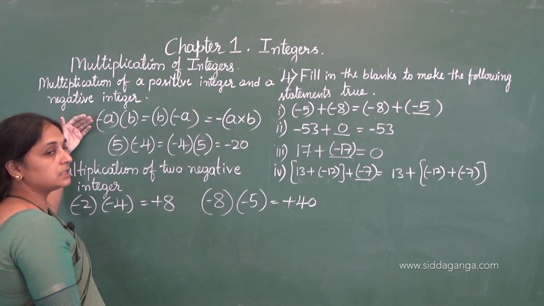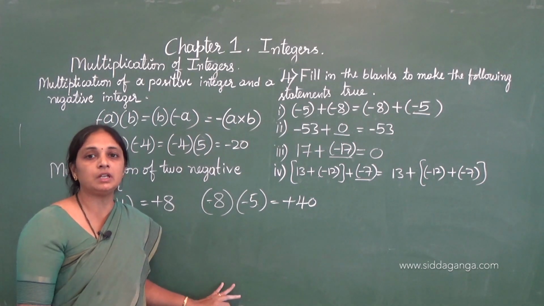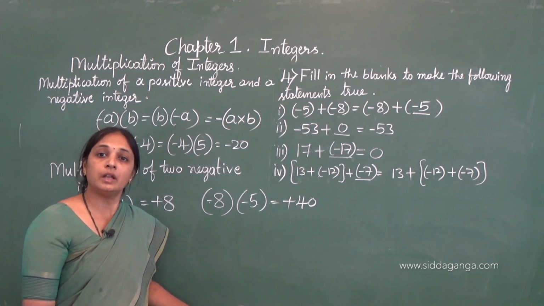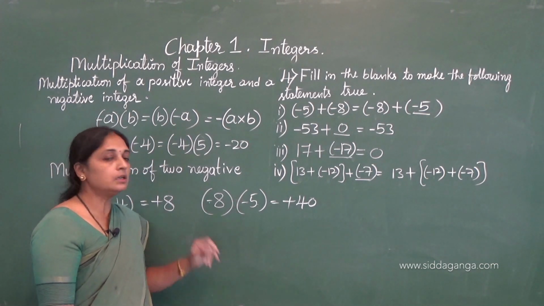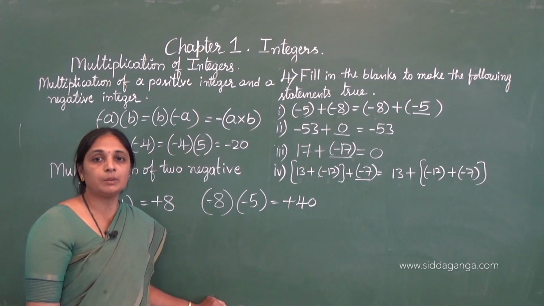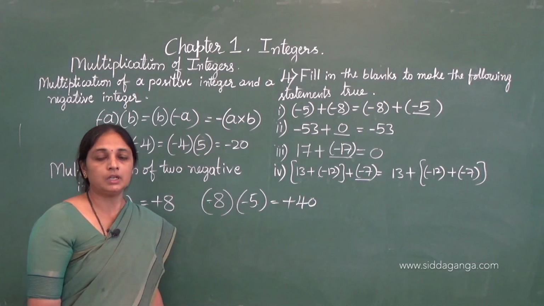For this, what can we say? We can say that when we multiply one positive integer and a negative integer, we get a negative integer. Here we can say that when we multiply two negative integers, we get a positive integer.